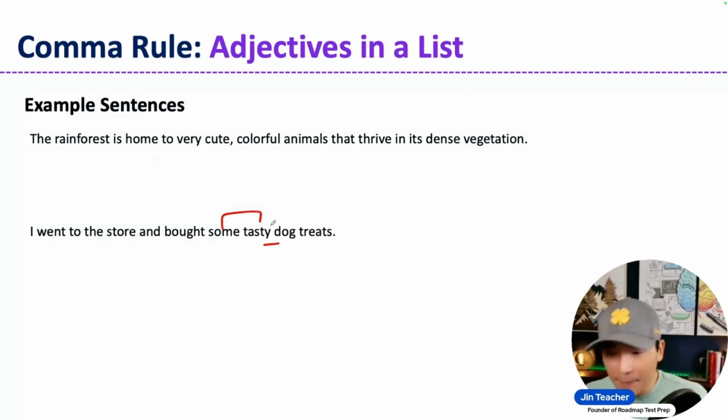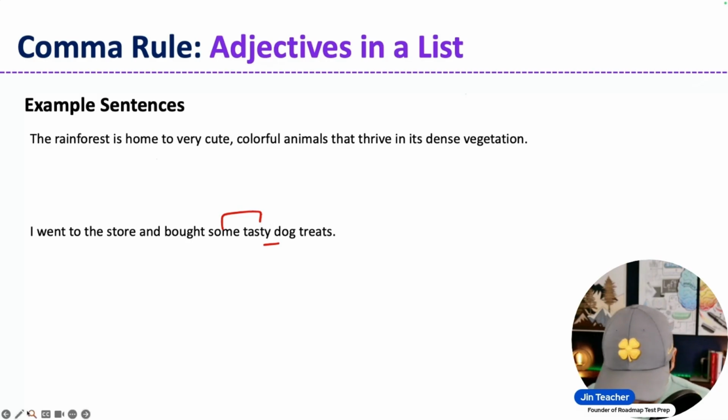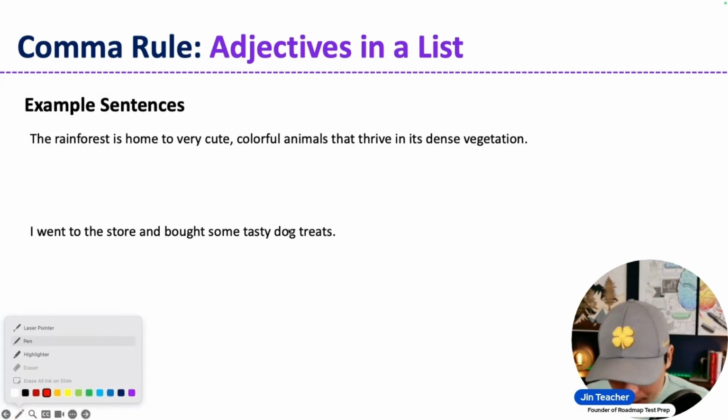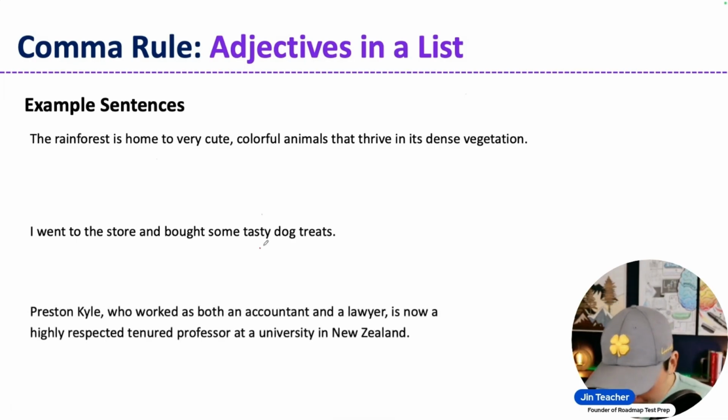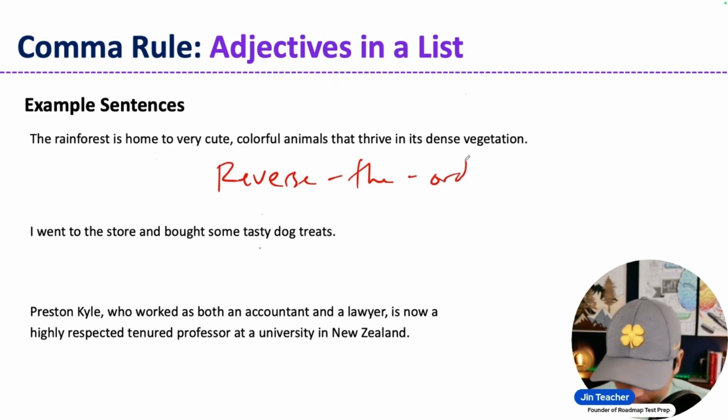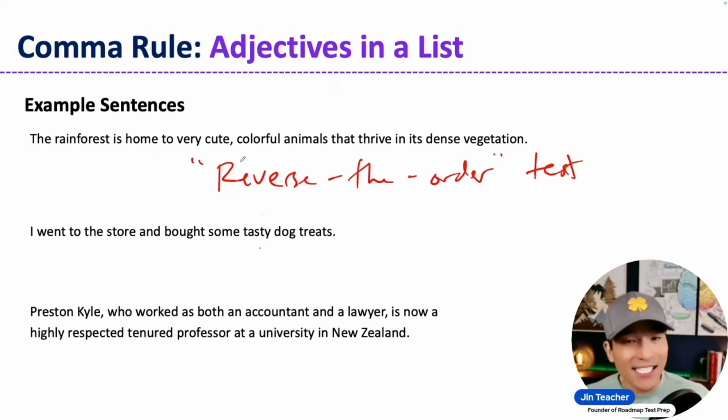So plugging in the and test here to see if it makes sense or not is a great way to learn this comma rule, okay? Now, another test that I can give you, that you can use to see if a comma is placed correctly between two adjectives, is what's called the reverse the order test. Reverse the order test is kind of what it sounds like. It just basically means that you're going to reverse the order of the adjectives.